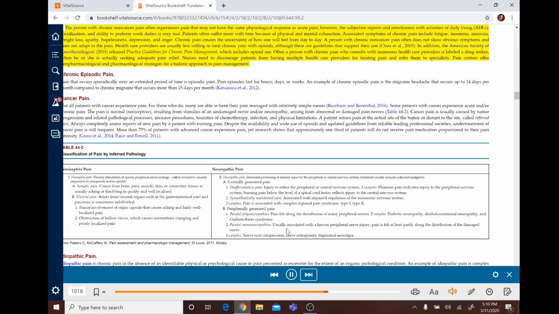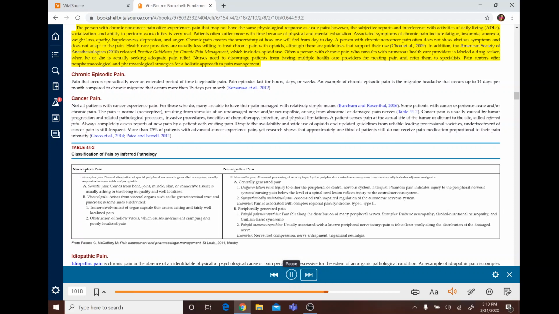A person with chronic non-cancer pain often experiences pain that may not have the same physiological response as acute pain. However, the subjective reports and interference with activities of daily living (ADLs), socialization, and ability to perform work duties is very real. Patients often suffer more with time because of physical and mental exhaustion. Associated symptoms of chronic pain include fatigue, insomnia, anorexia, weight loss, apathy, hopelessness, depression, and anger.